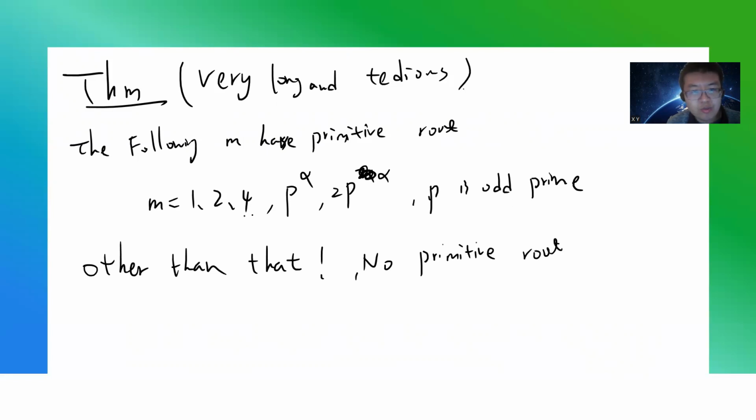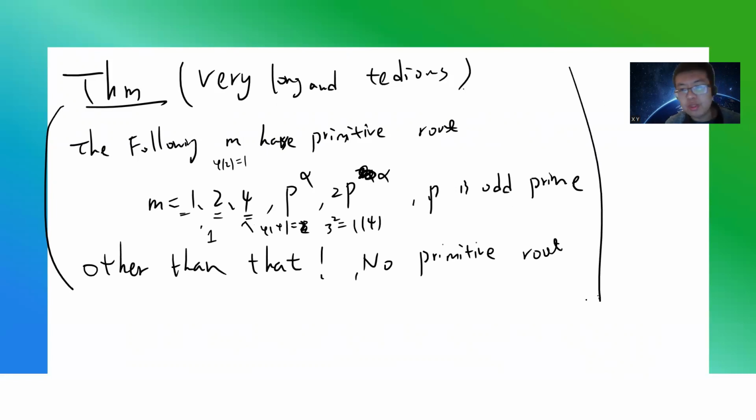Okay, so as I proved, 4 has primitive roots, 1 has primitive roots, 2 has primitive roots. You can check it, right? For example, mod 2, 1 squared is 1. And for 4, 3 squared is 1 mod 4. So 3 is a primitive root. Okay, so this is the main theorem of primitive roots. In the textbook, it spends like one chapter to prove the following fact.